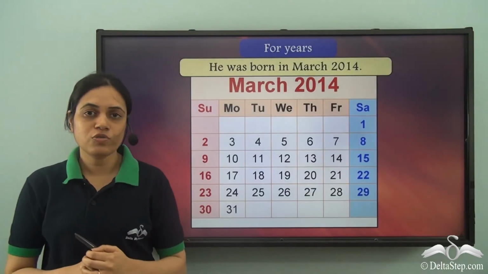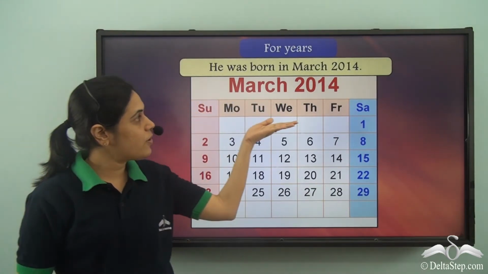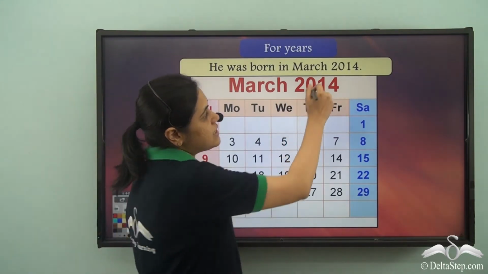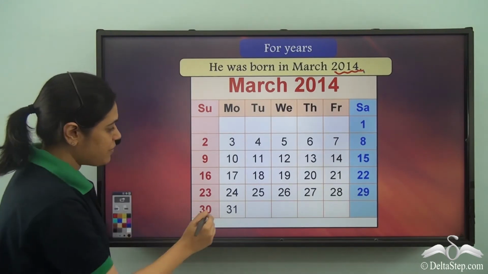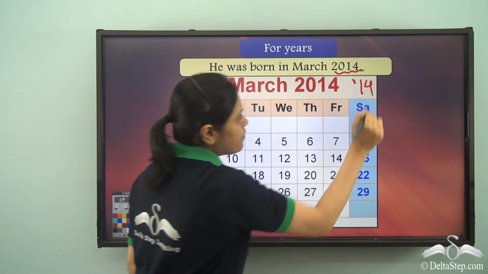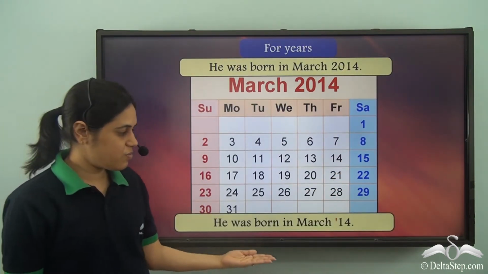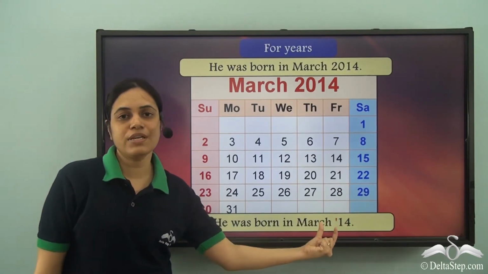Apostrophe is also used to make years shorter. So he was born in March 2014. Now this year 2014 can be written in short as apostrophe 14. So I can write it as he was born in March apostrophe 14, which means 2014.